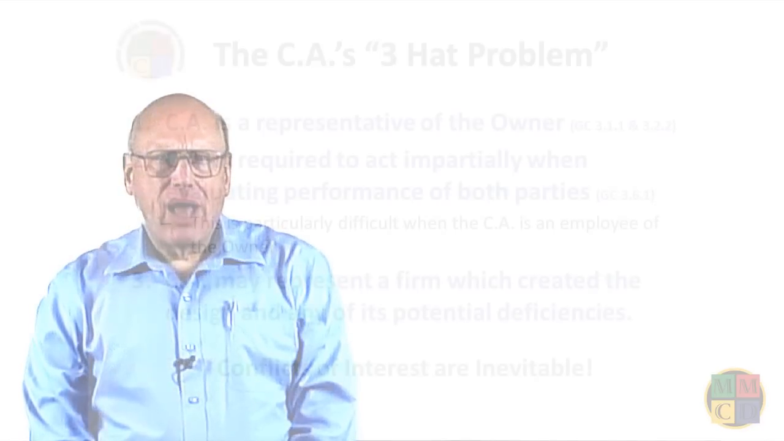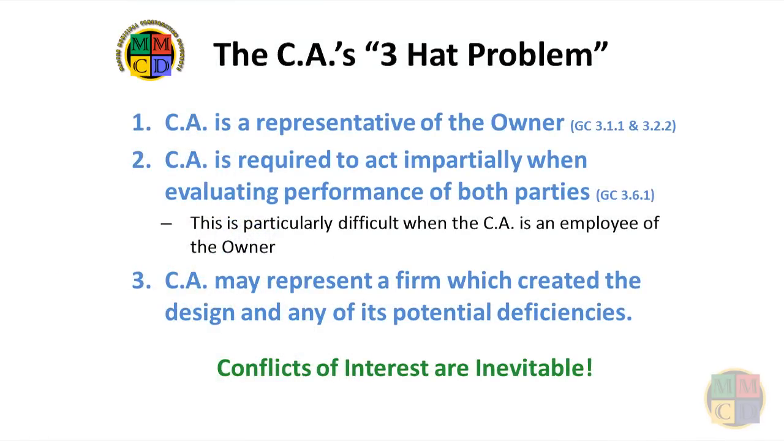Probably the most important aspect of the CA's role is that it really is three roles in one. I call it the three-hat problem. Number one, in the first role, the CA is the owner's representative on the site. In this role, the CA has a duty to protect the owner's interests in all aspects of quality, record-keeping, schedule, and payments. Number two, in the second role, the owner has agreed to put the CA into a position where he or she must act impartially to, quote, evaluate the performance of both parties to the contract, end quote.